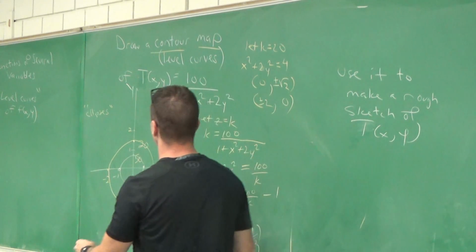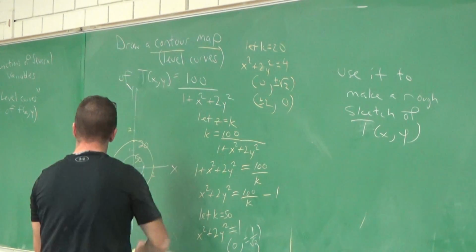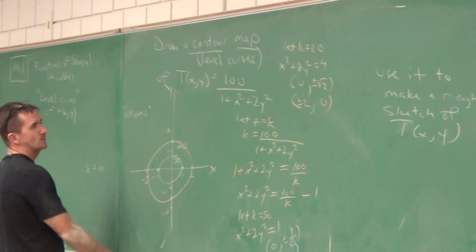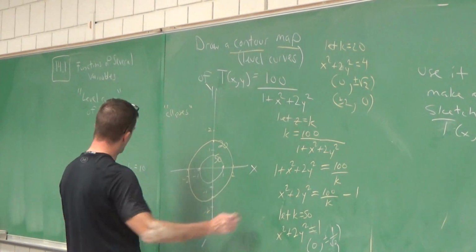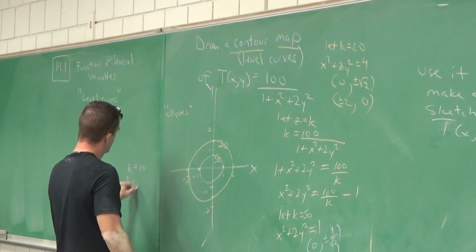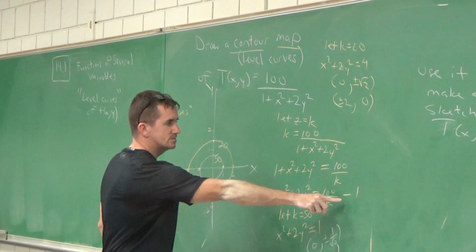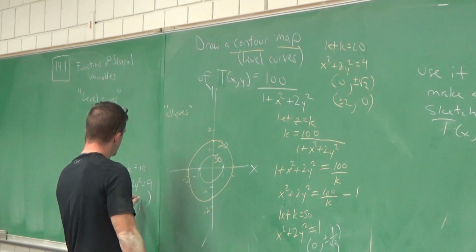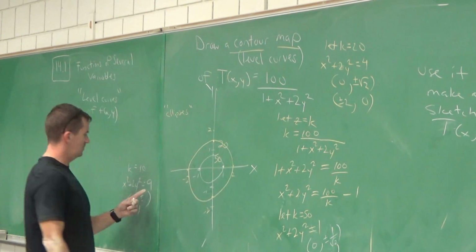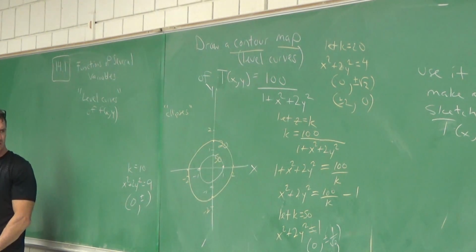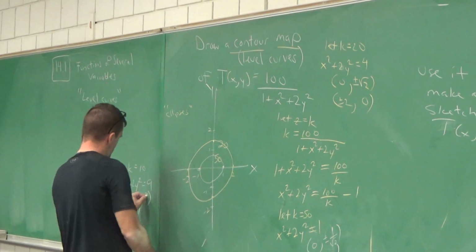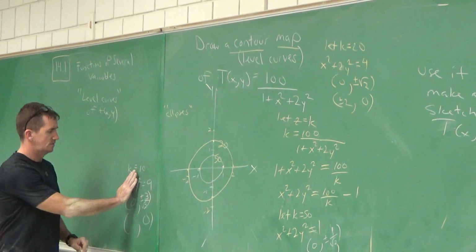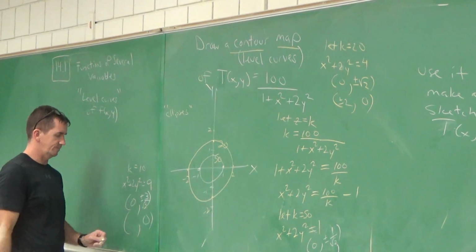You all are good. K equals 10. What do you get? x squared plus 2y squared equals 9. So some intercepts. At x equals 0, it's plus or minus, what would that be? 3 over root 2. And what if y is 0? It's plus or minus 3.